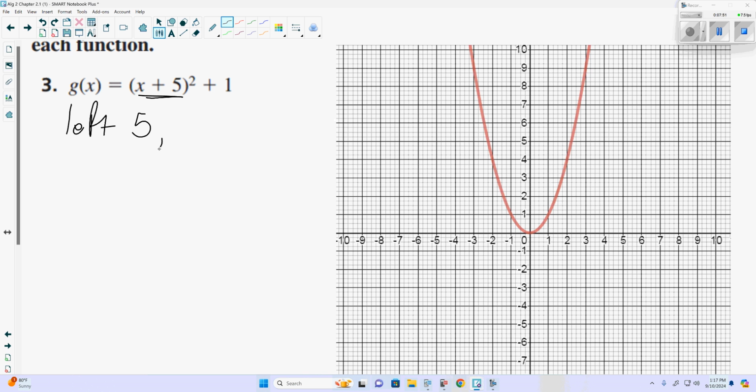Plus 1 on the outside would be 1 unit up or down. Since it's positive, it would be up. And that's it. Questions on this here?